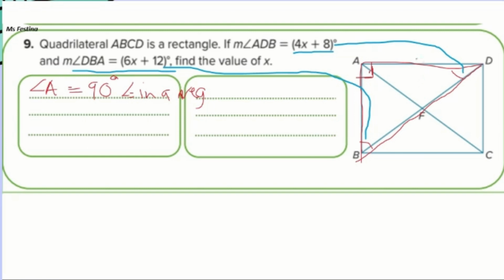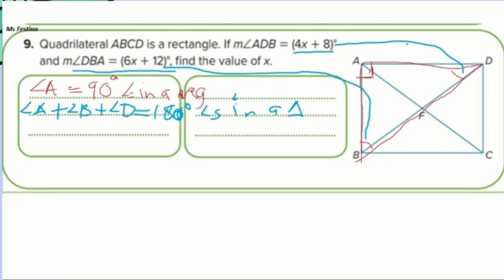So we're going to say angle A plus angle B plus angle D equals 180 degrees. So 180 degrees. And then your reason is angles in a triangle. Okay, so angles in a triangle.